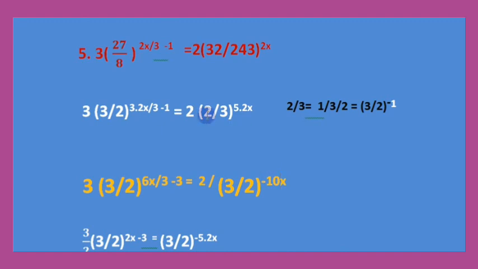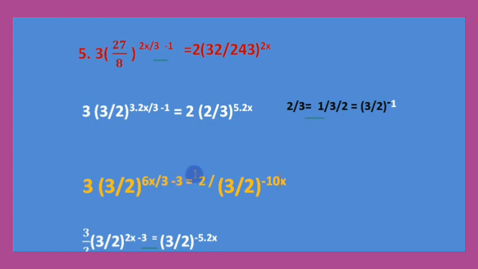Now look, the left side is 3 over 2, but this one is 2 over 3. So to make them the same, let me tell you this. 2 over 3 is the same as 1 over 3 over 2. 1 over any number is that number to the power of minus 1. Therefore, 2 over 3 we can write as 3 over 2 the power of minus 1. So minus 1 times 10x would be minus 10x.